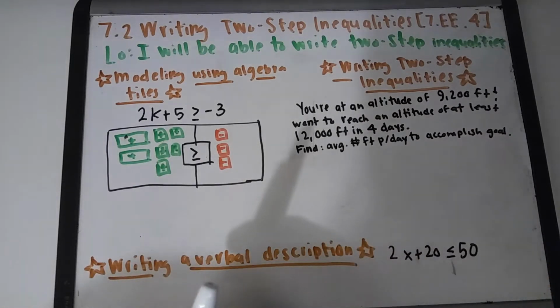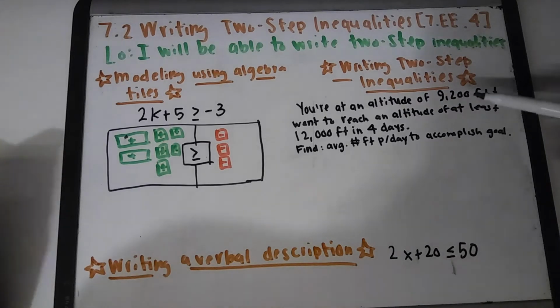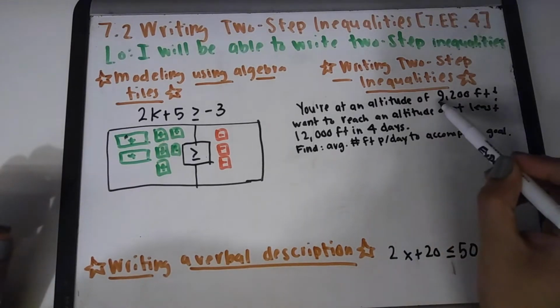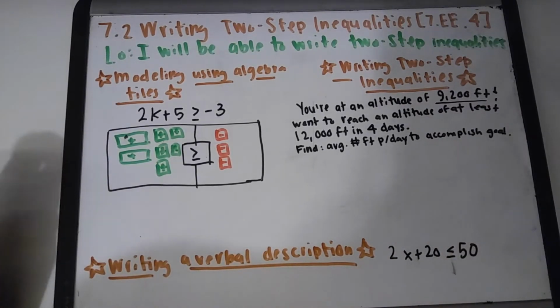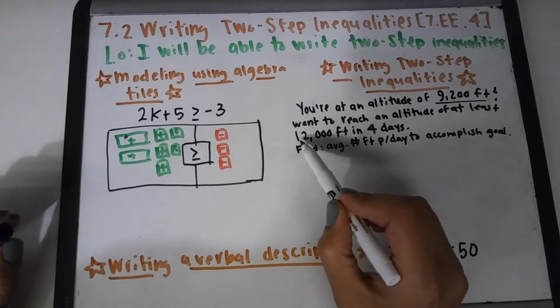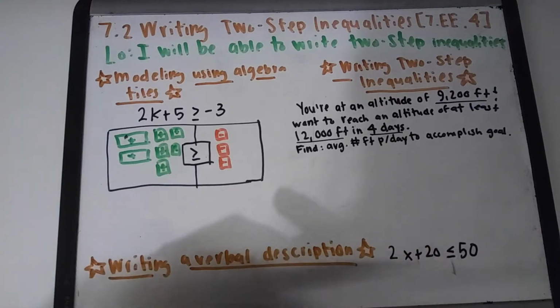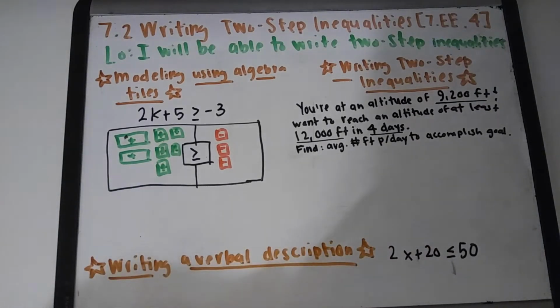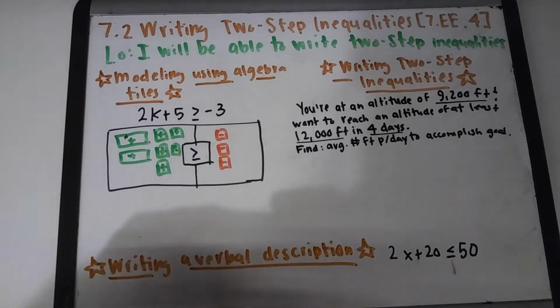Now writing two-step inequalities, so let's see the information that we're given. So it says that you are at an altitude of 9,200 feet, and you want to reach an altitude of at least 12,000 feet in 4 days. And we are going to write an inequality to see the average number of feet per day that you're going to have to hike up to accomplish your goal.